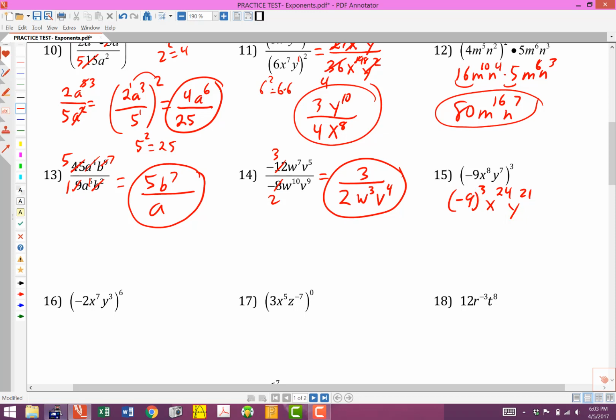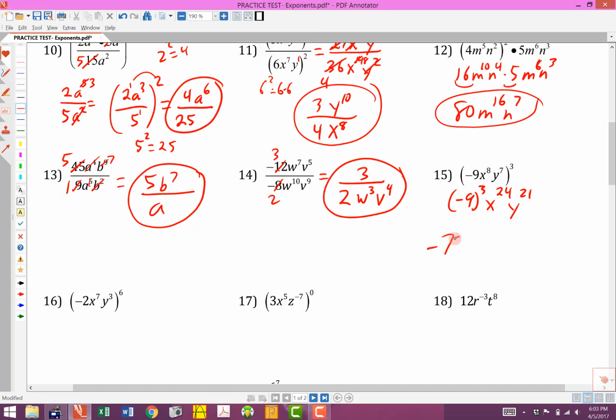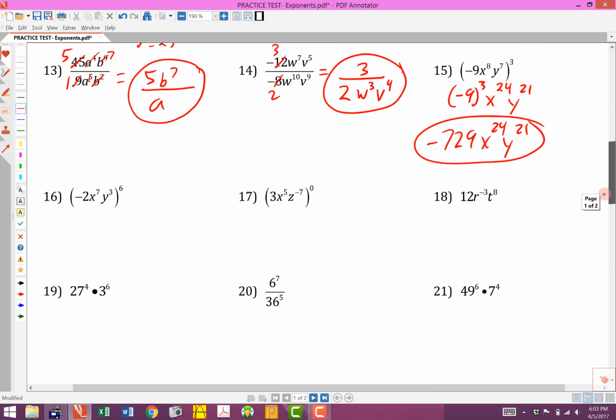And this, let's use the calculator. We could try and figure out what that is, but let's use the calculator. And I'm going to put this in parentheses just because it's a good habit. We're going to have one in just a few minutes where you definitely need to put it in parentheses. Negative 729. So we get negative 729 x to the 24th, y to the 21st. And there's our answer on that one.